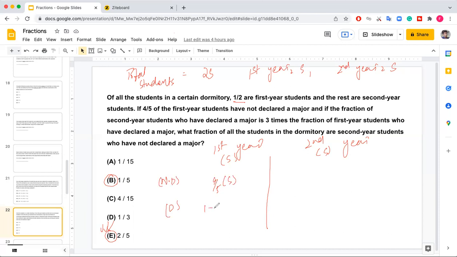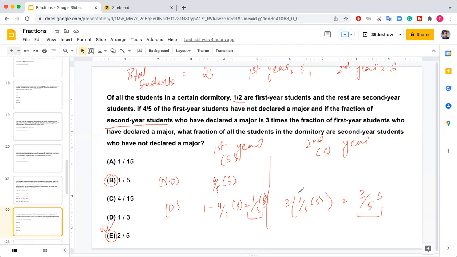That will be 1 by 5, 1 minus 4 by 5 of S. That is 1 by 5 of S, right? Now the question is saying, if the fraction of second year students who have declared a major is 3 times the fraction of first year students who have declared a major. So the second year students who have declared a major is 3 times the number of students in first year who have declared. So this will be 3 times of this thing, 1 by 5 of S. This is 3 by 5 of S, right?